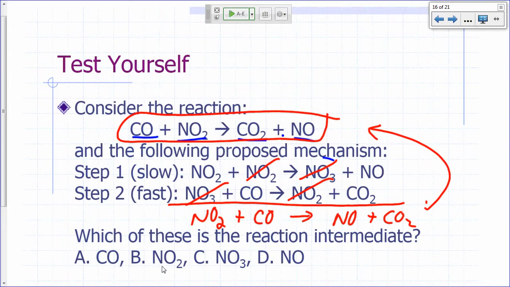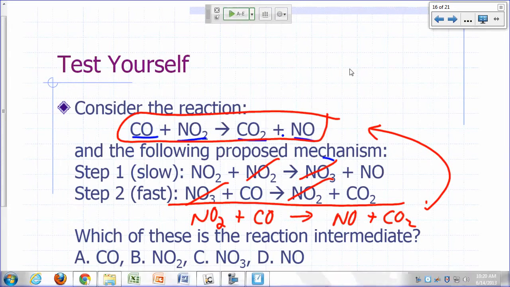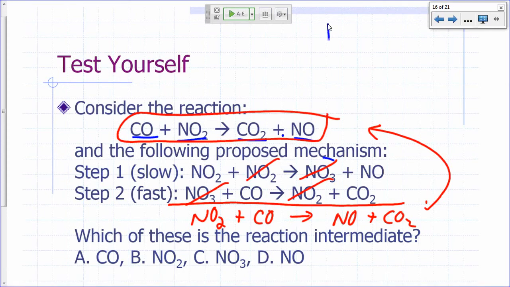Is it carbon monoxide, NO2, NO3, or NO? What's a reaction intermediate? That's something that is formed in one of the steps of your mechanism, but eventually that is converted to products, right? So you don't have any of it at the end. In other words, if I were to monitor the concentration of a reaction intermediate, what would it look like versus time?